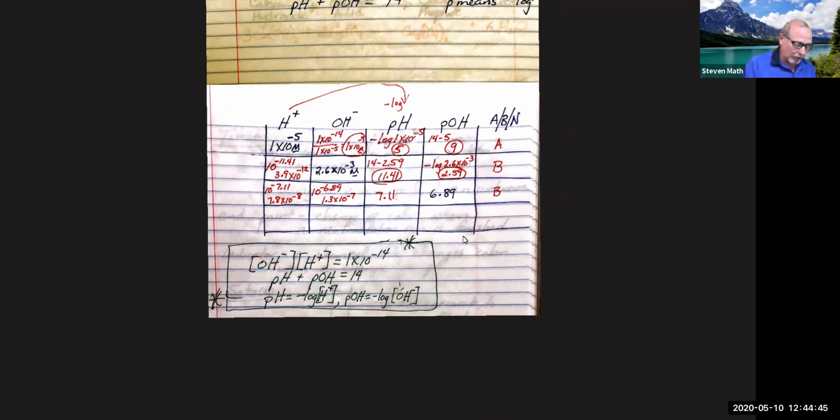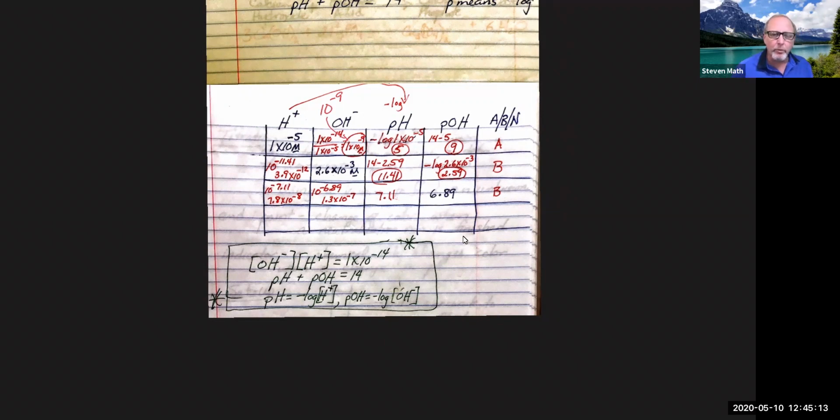Or I can also do this as 10 to the negative 9, which is just the inverse log of the negative log of the pOH. And that would give me 1 times 10 to the negative 9th.